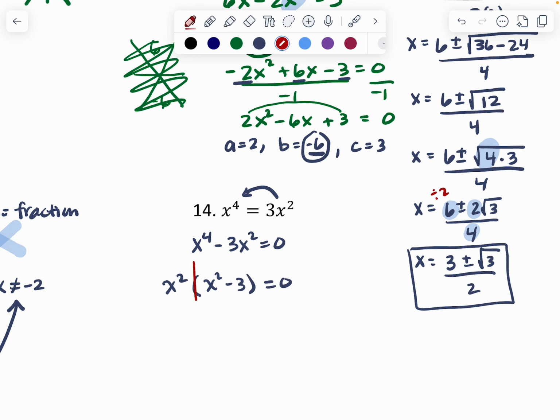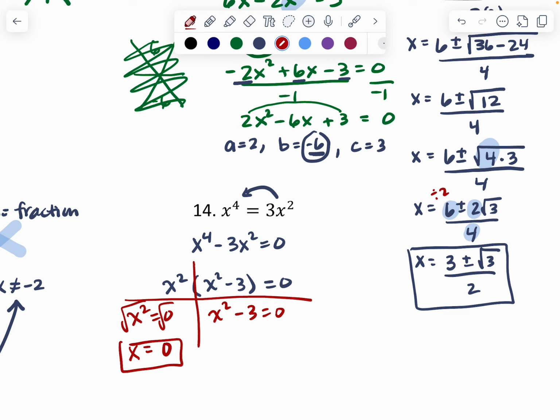And then setting each of these factors equal to 0, I'm going to get x squared equals 0, x squared minus 3 equals 0. If you take the square root of both sides, yeah, you're going to get a plus or minus 0, but that's still going to be 0, right? So that's one answer. And then on this one, if you add 3 to the other side, take the square root, you're going to get x is plus or minus radical 3. So your 3 solutions should be these guys.